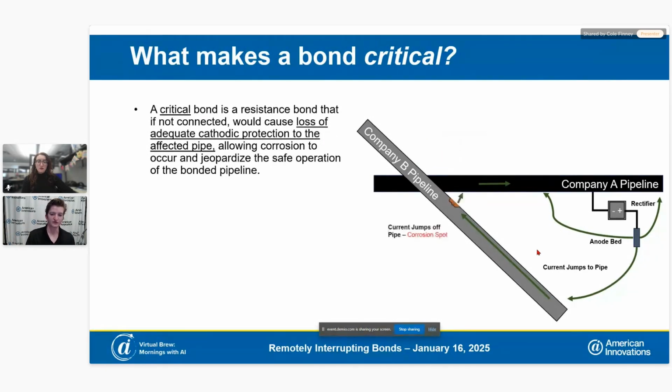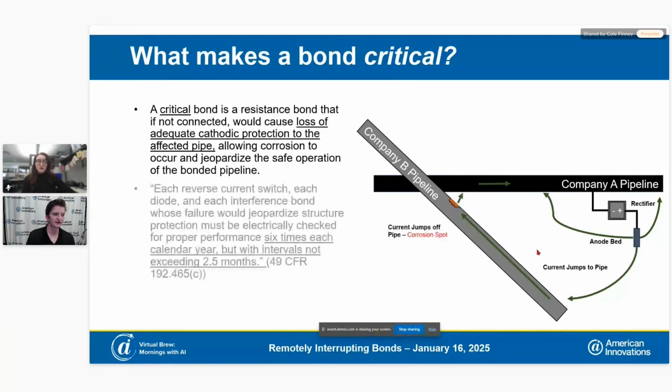If that bond is removed, or I don't have any, and I'm not checking that bond, I may not know when that current is deciding to flip directions and jump from A to B or B to A. And so that could potentially cause corrosion on both pipelines, if not bonded.